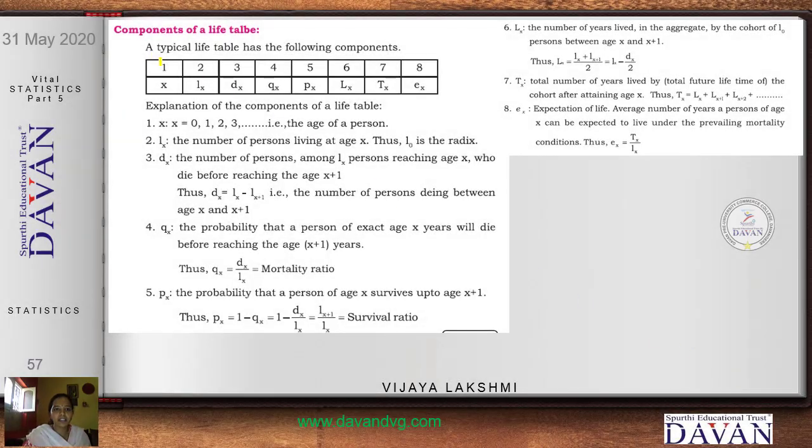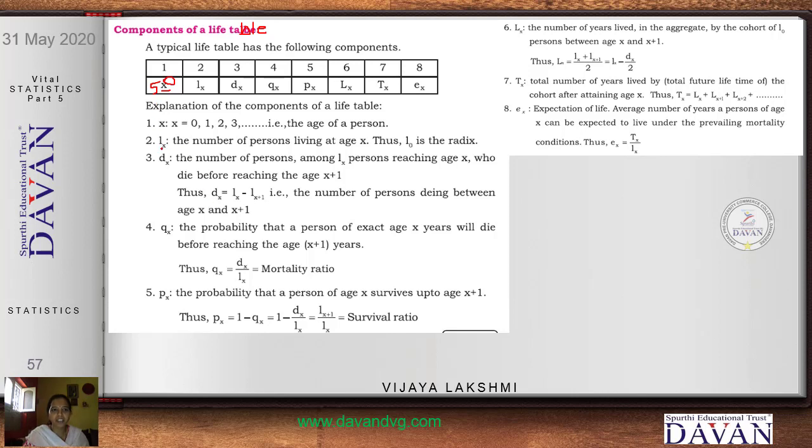Now, these are the components of the life table. There are 8 components in the life table, so I'll be explaining one after the other. Now the first component is x. What is x? x can take the value 0, 1, 2, 3 and goes on. It is the age of a person. So in the example, I'll be taking the age of the person as 50. This number, whatever I'm giving you, is only for your explanation.